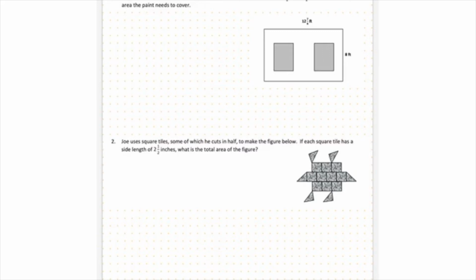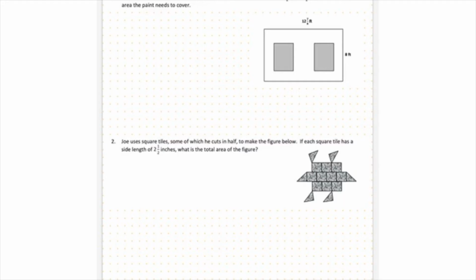Let's look at this first one together. George decided to paint a wall with 2 windows. Okay, so if I'm looking at the picture that it gives me, the windows are those gray boxes. Both windows are 3.5 feet by 4.5 feet rectangles, so both of them. So I know that I'm going to have, well, let's keep reading. Find the area the paint needs to cover.